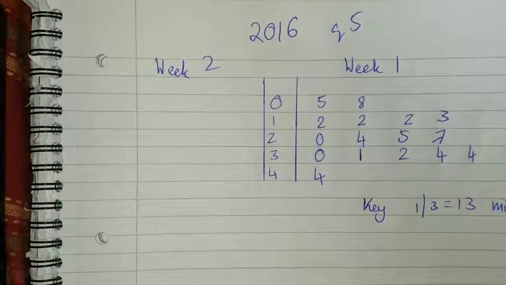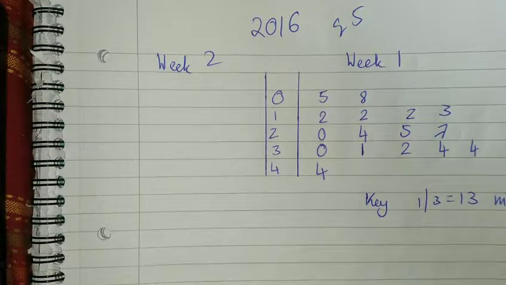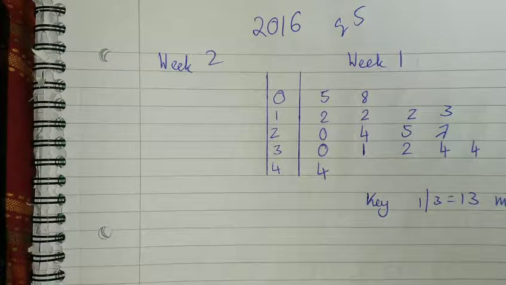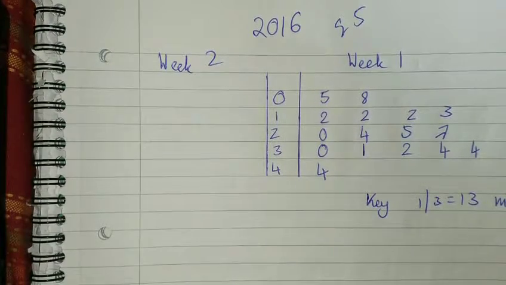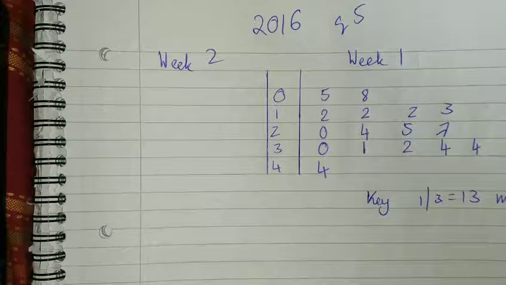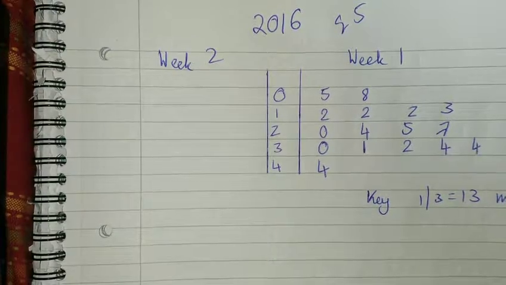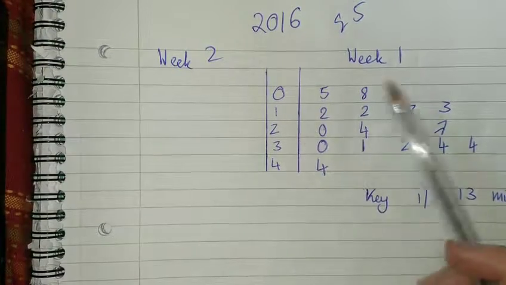So here you have the 2016 question 5. This is Leaving Cert Ordinary Level, and this is a question on statistics. We're told the waiting times in minutes for 16 patients at a dentist surgery are recorded for a particular week, week 1, on the following stem and leaf plot. So this is our stem and leaf plot.